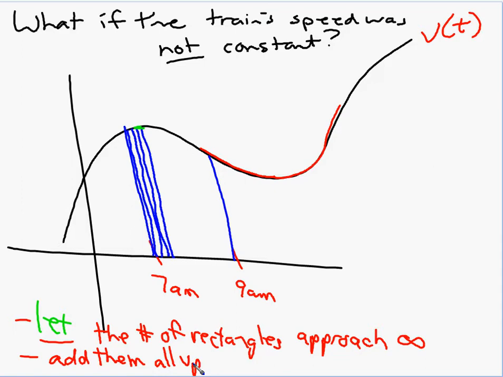He said, if I let the number of rectangles go to infinity and add them all up, I could do this. Because if I have an infinitely small rectangle, then it starts to approach being a square rectangle. Okay? And that's what Sir Isaac Newton did. All right? So let's get into an example.